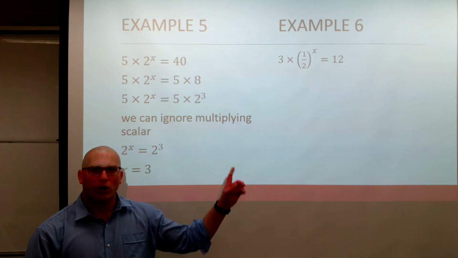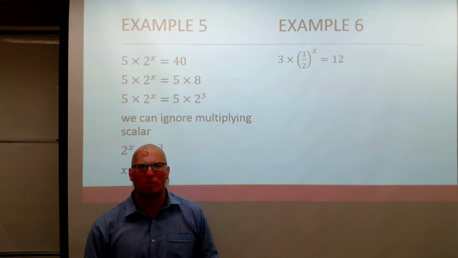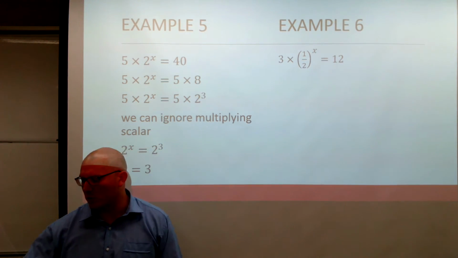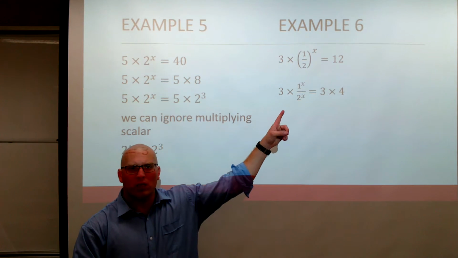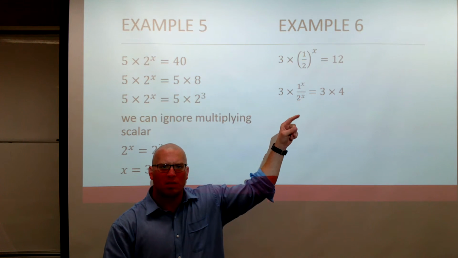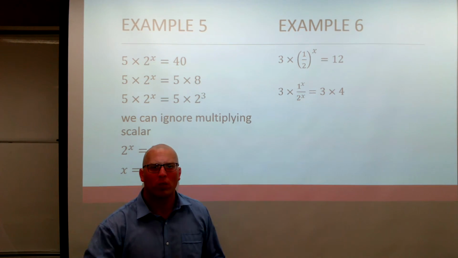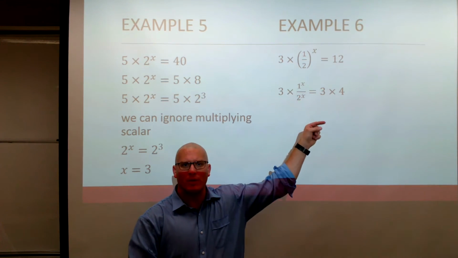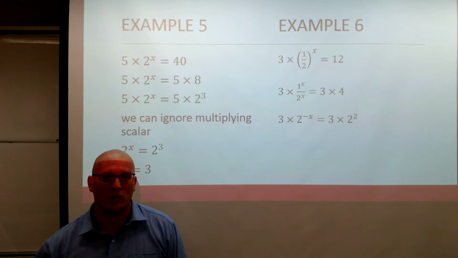Another example. 3 times 1/2 raised to the power of x is equal to 12. Like before, expand out the fraction, find a value you can multiply by 3 to get you 12, and we get 3 times 1 to the power of x divided by 2 to the power of x is equal to 3 times 4. Like before, let's take our denominator here, move it to the top, and find a common base of this value 4, which again we know is 2 to the power of 2.